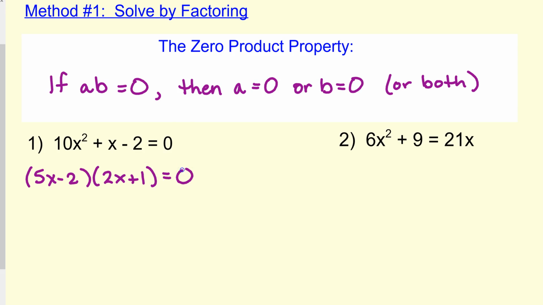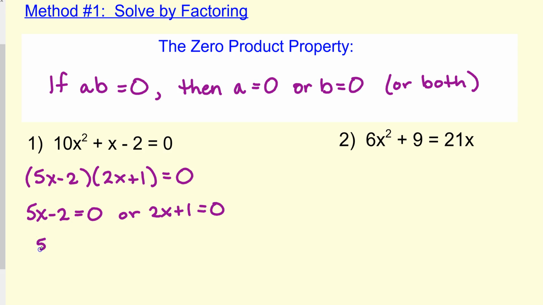Notice that we have a 0 on the right side of the equation, and you have to have a 0 on one side of the equation if you're going to use this property. You can't have a times b equals 1, or a times b equals 2, or a times b equals 3. The property only works if it's a times b equals 0. So once we have it factored, we set each factor equal to 0. So 5x minus 2 equals 0, or 2x plus 1 equals 0. And then we solve each of these.